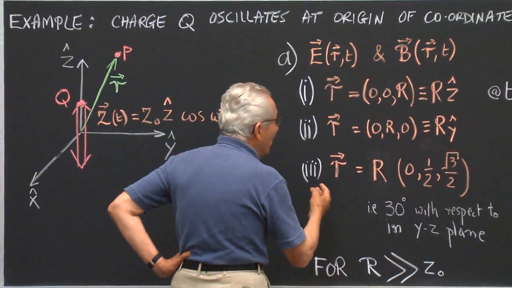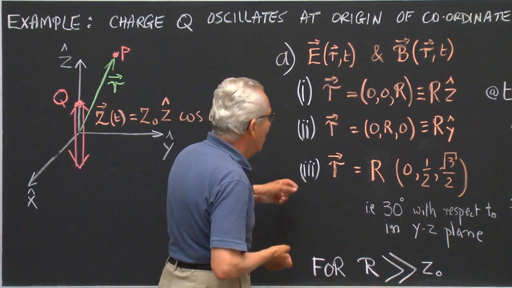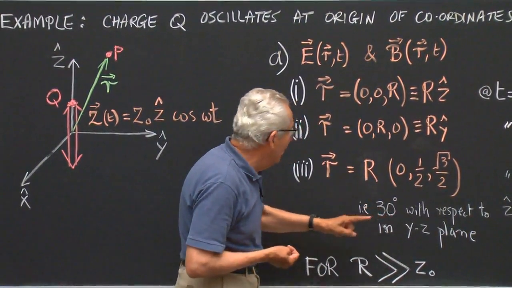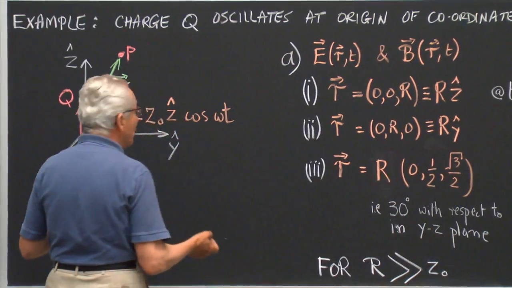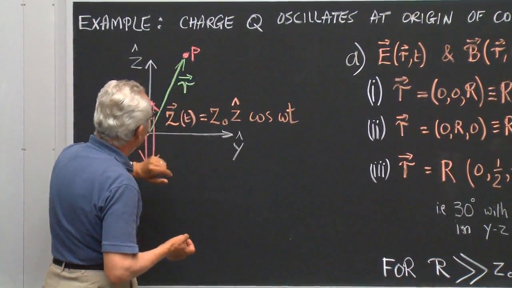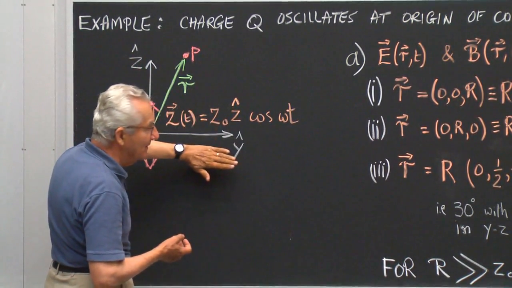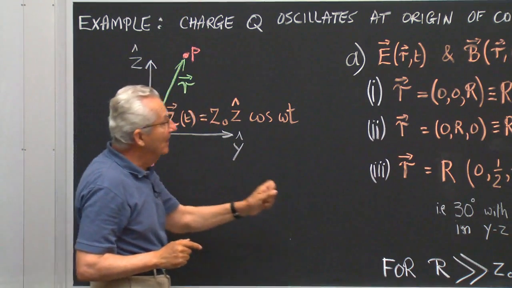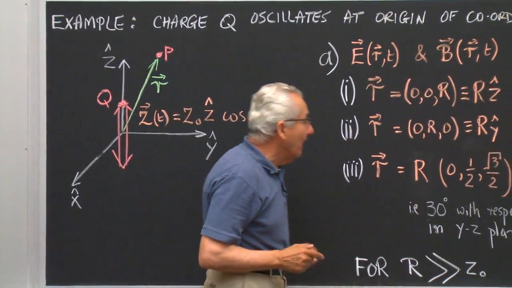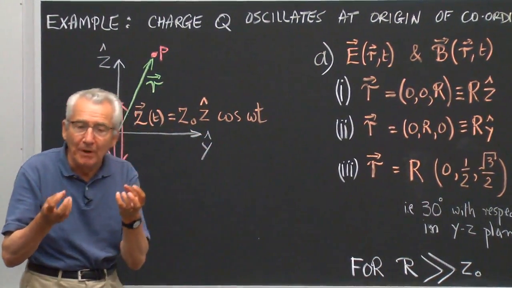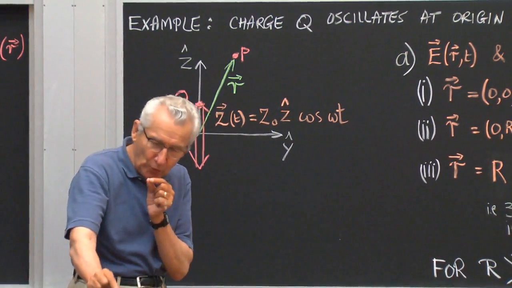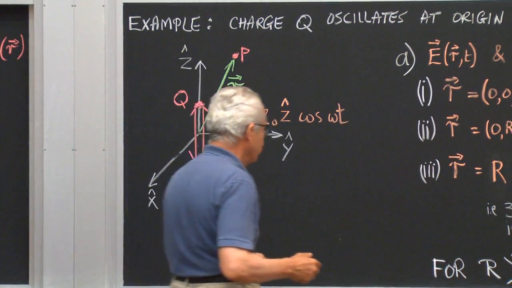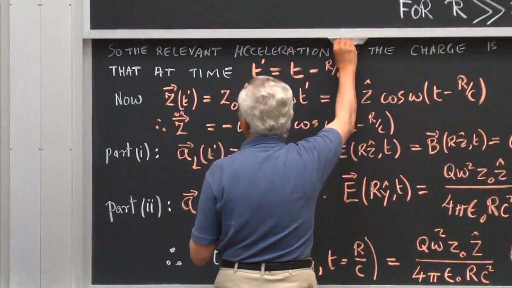And then the third one, it asks, let's look at it at 30 degrees. So now, in this case, we will look in a direction where it's in the YZ plane, but at 30 degrees to the z-axis. So in some direction there, where the coordinate is this. Okay? So the whole purpose is to just get you a feel for how accelerated charges radiate in different directions. The first one I've already done for you.